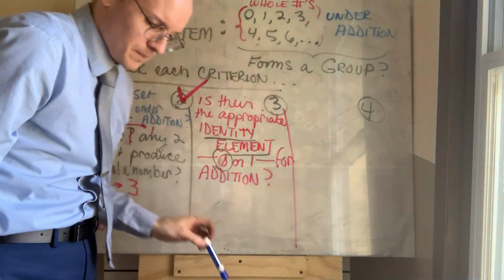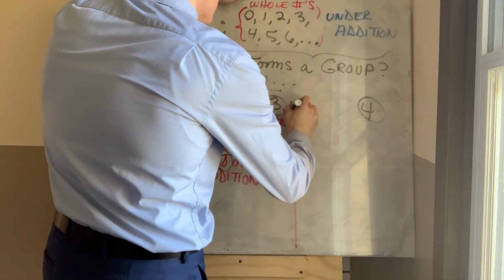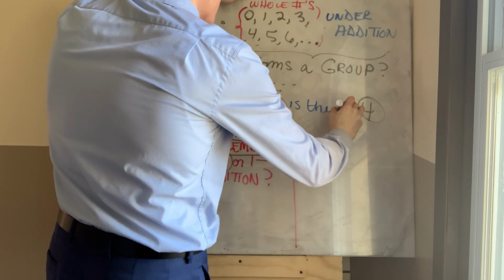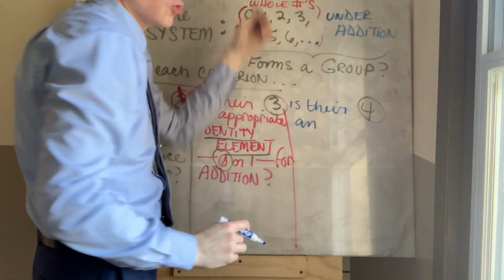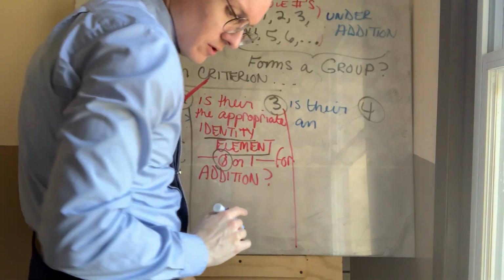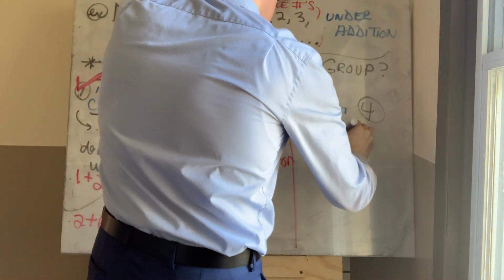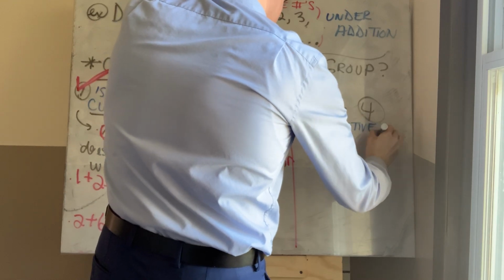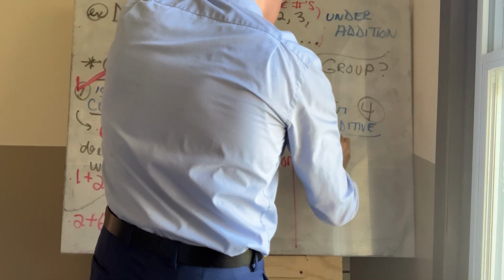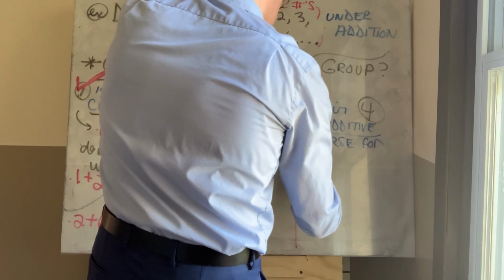Number 3. Is there, and in this case we're talking about addition, so we want to know additive inverses to adapt it to this problem. Additive inverse for each element.